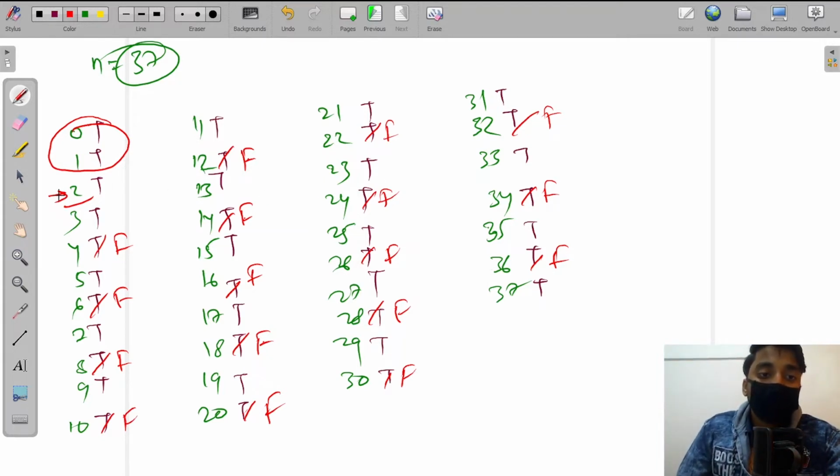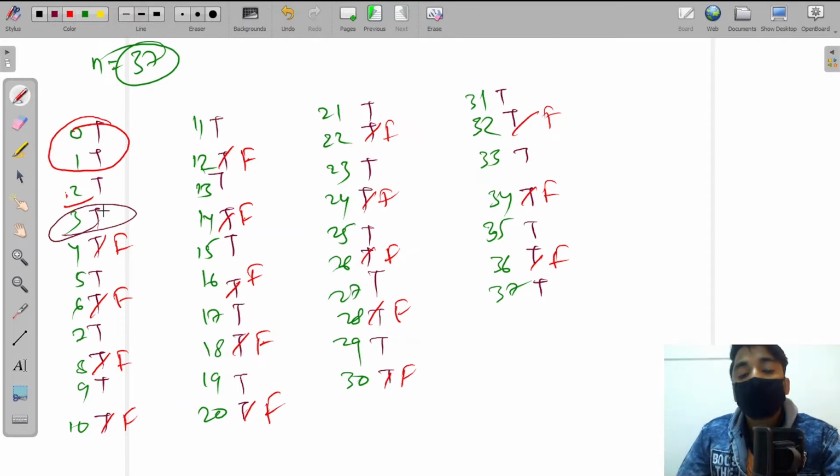Now it will go to the next number, which is 3. It will go to 3, and here it will see 3 is true. This means 3 is not a multiple of any previous number except these two, 0 and 1. So this means 3 is a prime number.